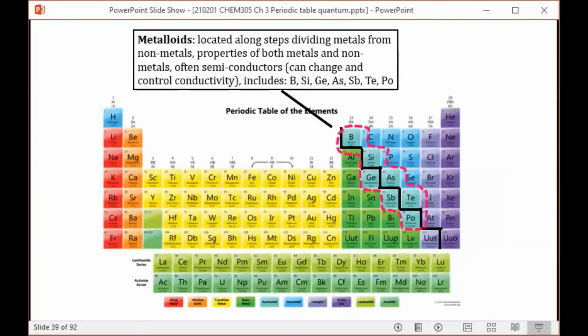So the elements that are right along that staircase, and I circled them in pink here, and on this color-coded periodic table, they're kind of a light sky blue color. These are called metalloids. And they're pretty much just along the steps of that dividing line between the metals and nonmetals. You can circle them as we go.